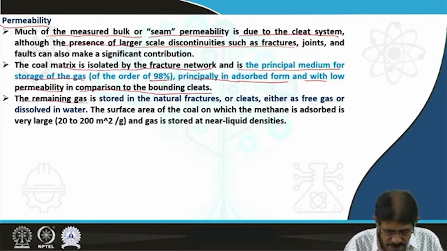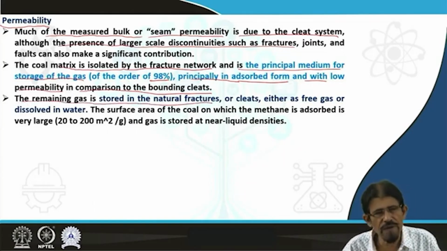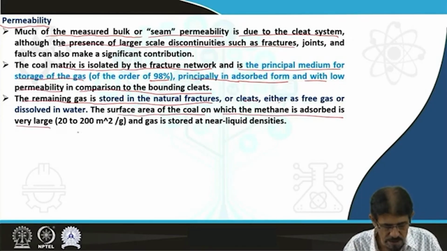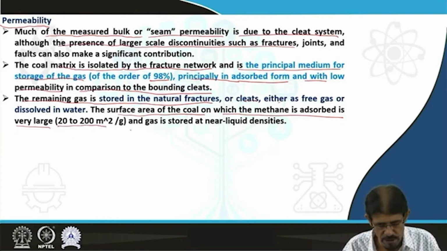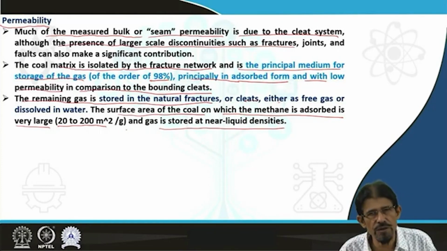The remaining gas is stored in natural fractures, as we have already discussed, in cleat either as free gas or dissolved in water. The surface area of coal on which methane is adsorbed is very large, for example 20 to 200 square meters per gram, and gas is stored at near liquid densities.